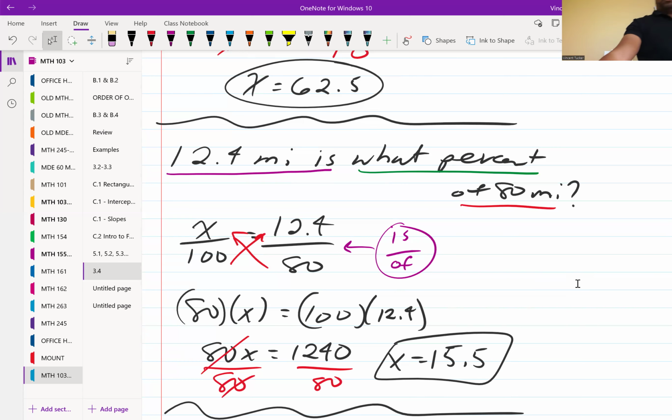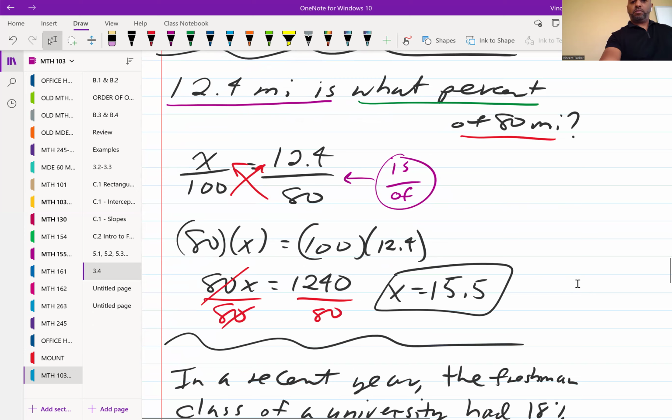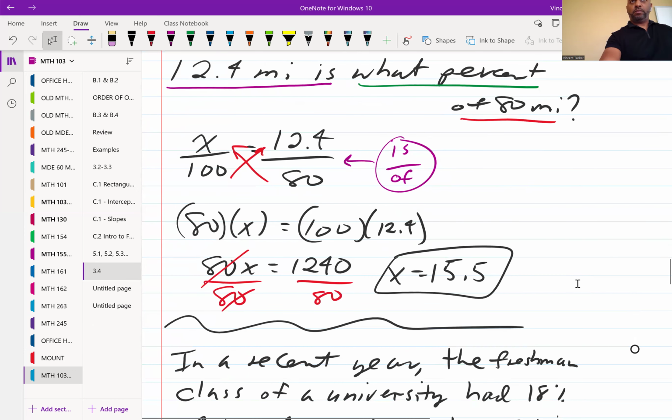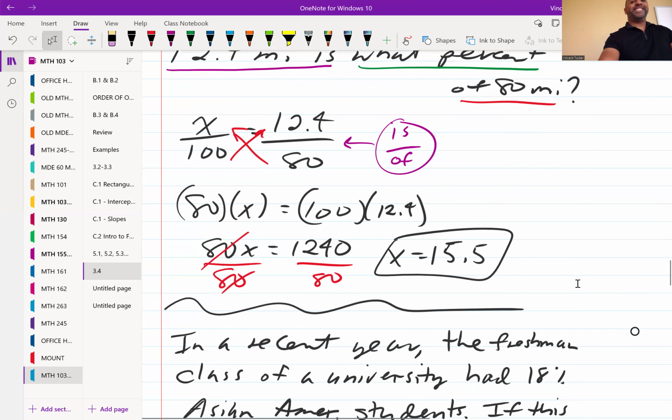Alright. Let's go look. Maybe I couldn't wait to get to this word problem. Good.